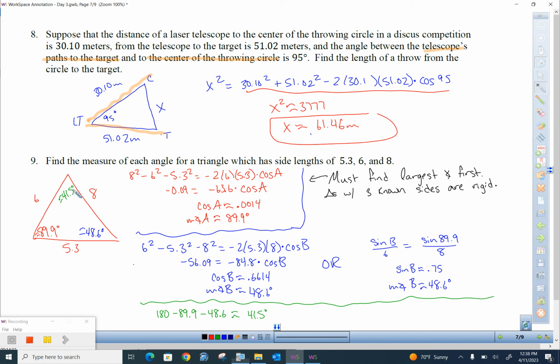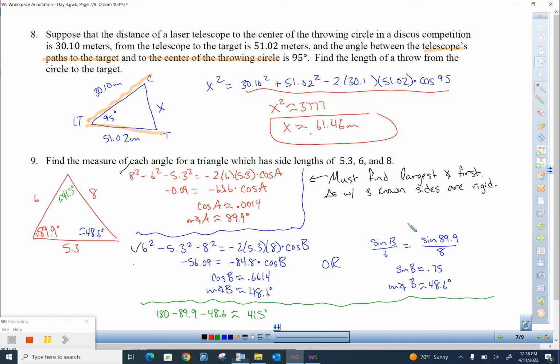Okay, now number 9 here, the first one, we want to use law of cosines to solve for it. And it doesn't matter which side in general that you set by itself. So you could have started with 8 squared equals, 6 squared equals, or 5.3 squared equals to set up the rest. As long as you know which angle goes where, that's no problem. And you can check that by just looking at your triangle and making sure that the largest side is across from the largest angle.